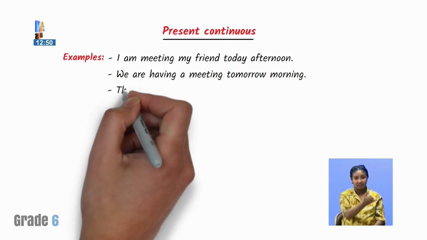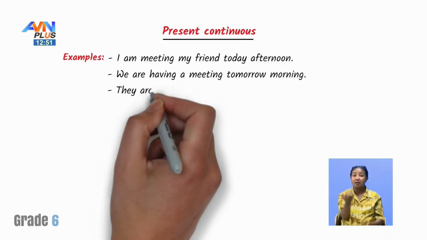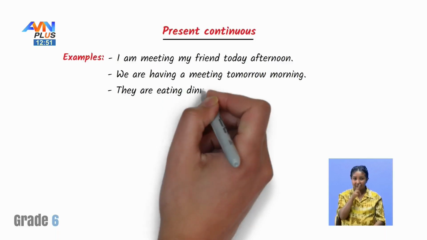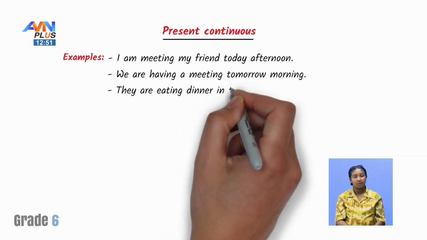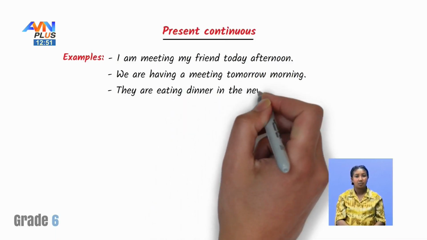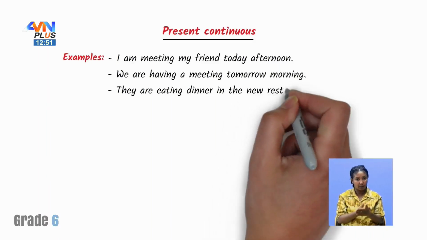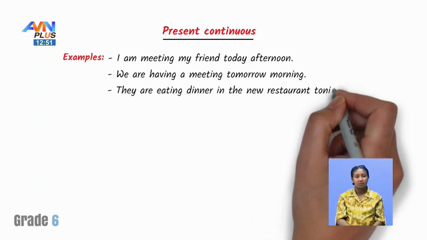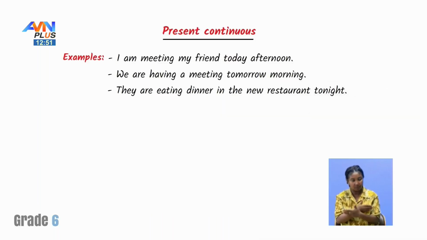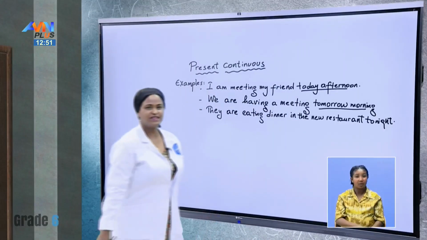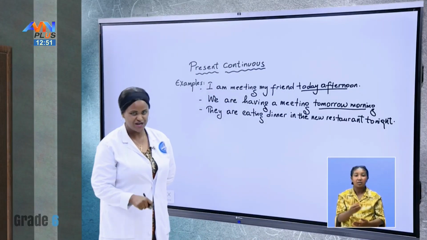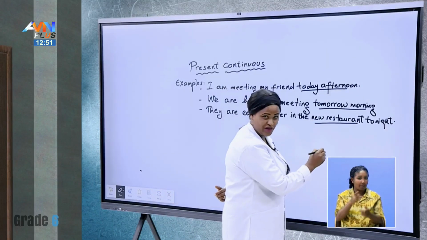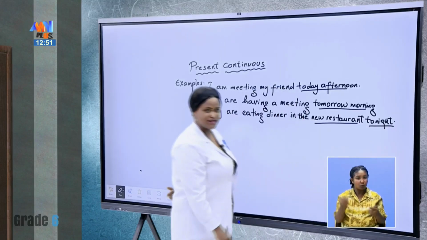For example, look, they are eating dinner in the new restaurant tonight. Look, they are eating dinner in the new restaurant tonight. Now what do we have here? The new restaurant, which is a place, right? Tonight, it is time.